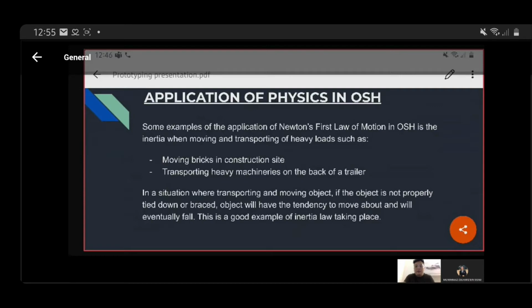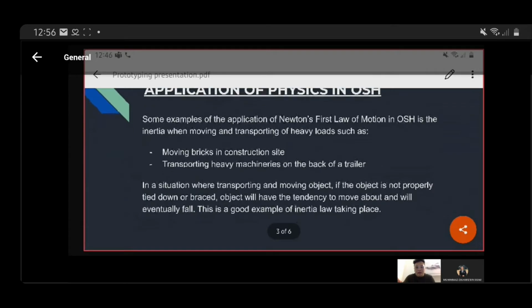For example, moving bricks in a construction site. This is actually a very common activity that happens in almost every construction site in Malaysia, especially because we use a lot of bricks. So when we move bricks, bricks are usually moved in high amounts, in high loads. So if you don't properly tie it down or brace the whole thing, the bricks on top will have the tendency to move about and will eventually fall.